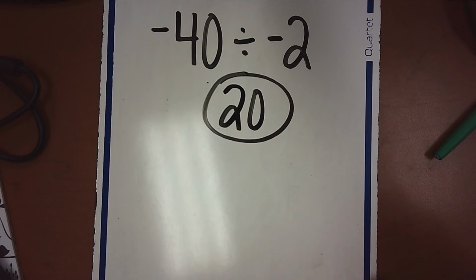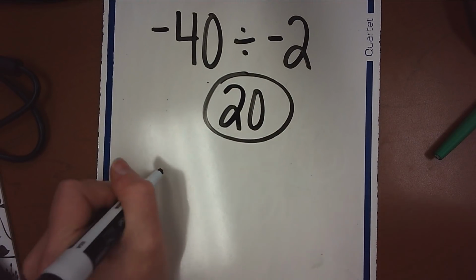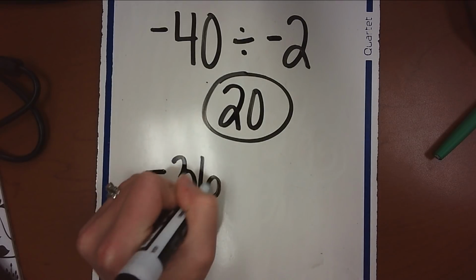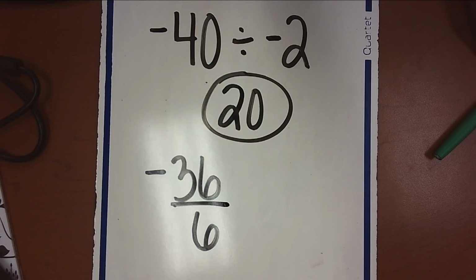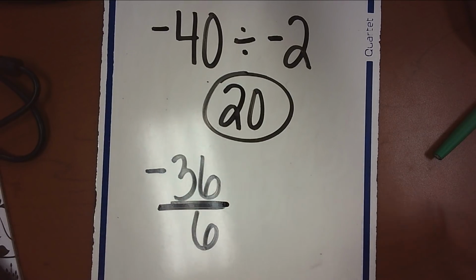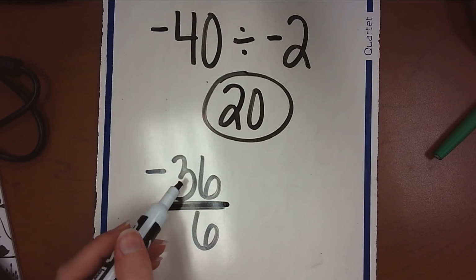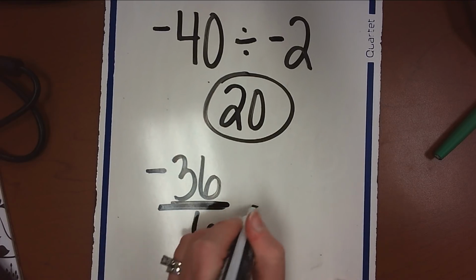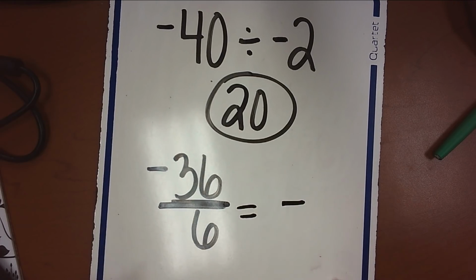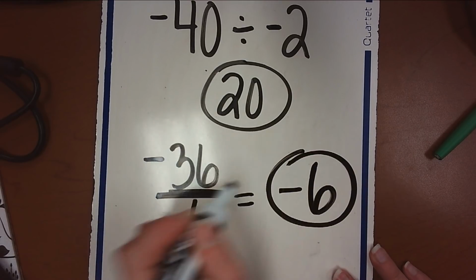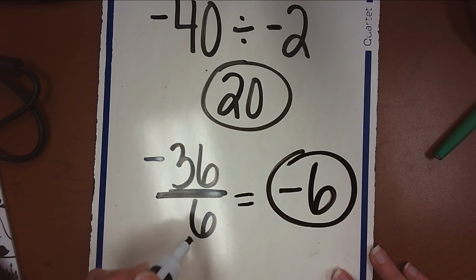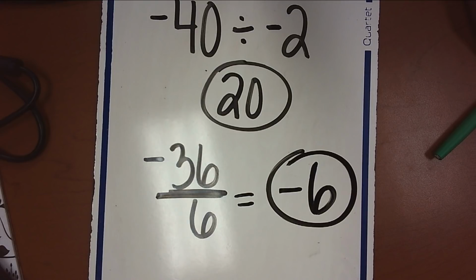Let's do one where signs are different. Let's do negative 36 over 6. When you see the fraction bar, you should recognize the fraction bar as a division symbol. And negative divided by a positive is a negative, so my answer is going to be negative. And 36 divided by 6 is 6. So my answer for negative 36 divided by 6 is negative 6.